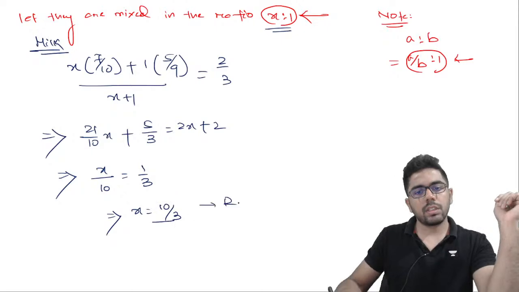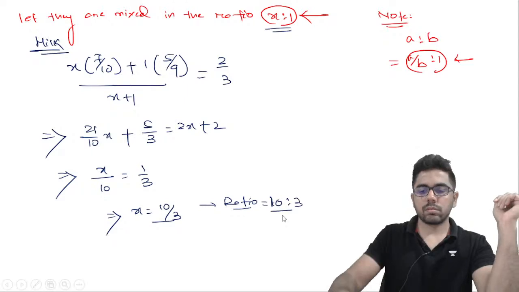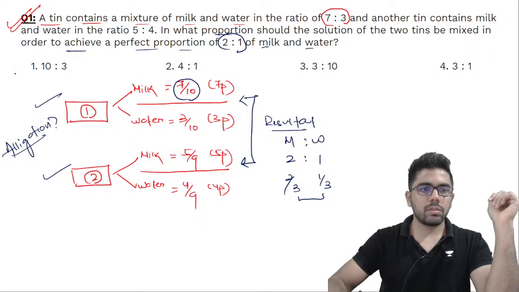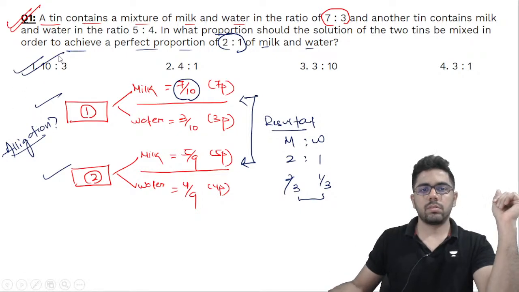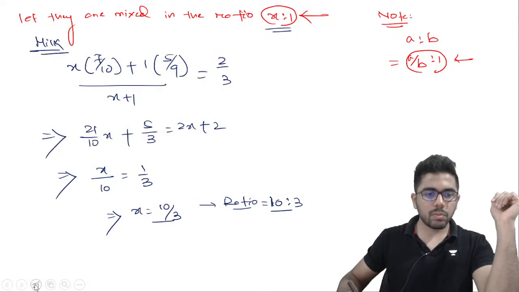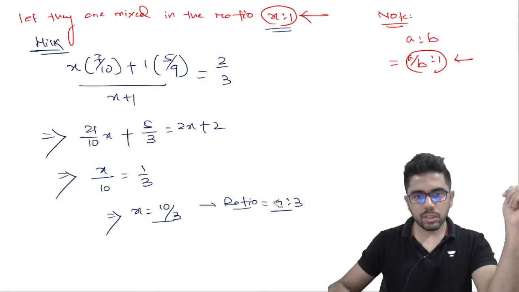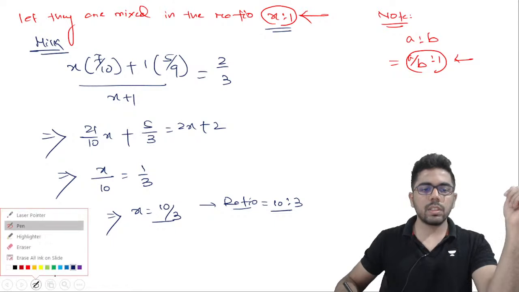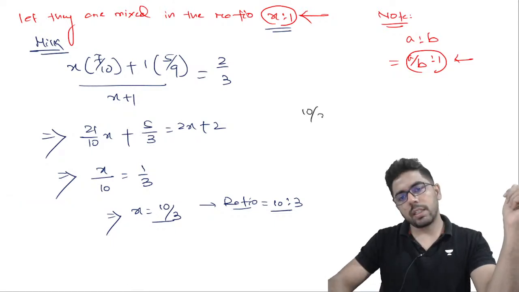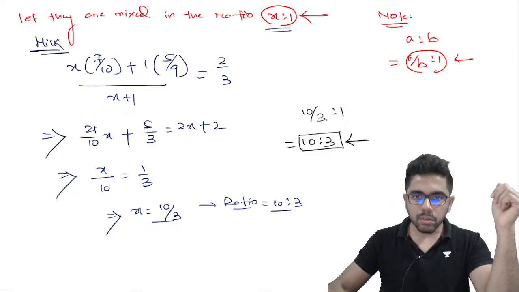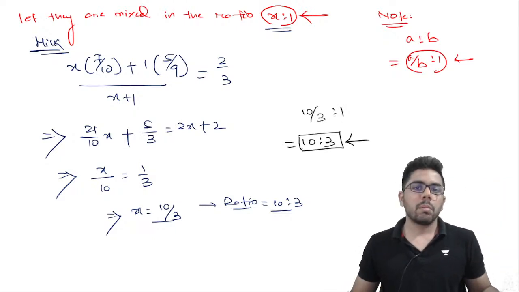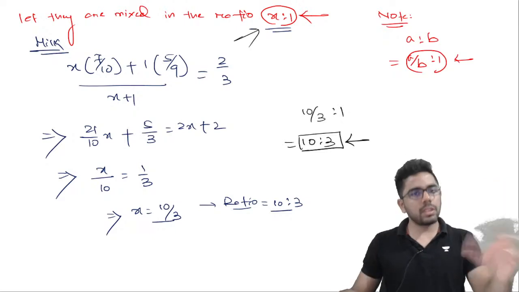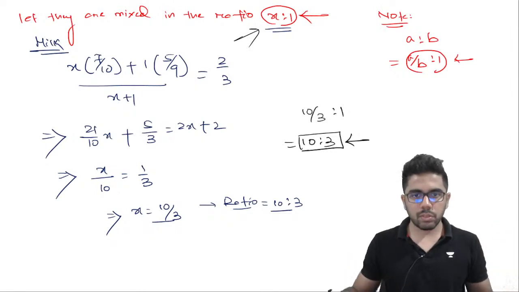Hence the ratio is 10:3. Do you understand? 10:3. Once x comes, your ratio comes directly, 10:3. x came as 10/3, meaning it is 10/3:1. So 10/3:1 is nothing but 10:3. When you write 10/3:1, this is nothing but 10:3. So in the end it became the same A:B, but I could minimize my calculation by just taking it as x:1. So this is an approach. Keep this in mind while solving questions.